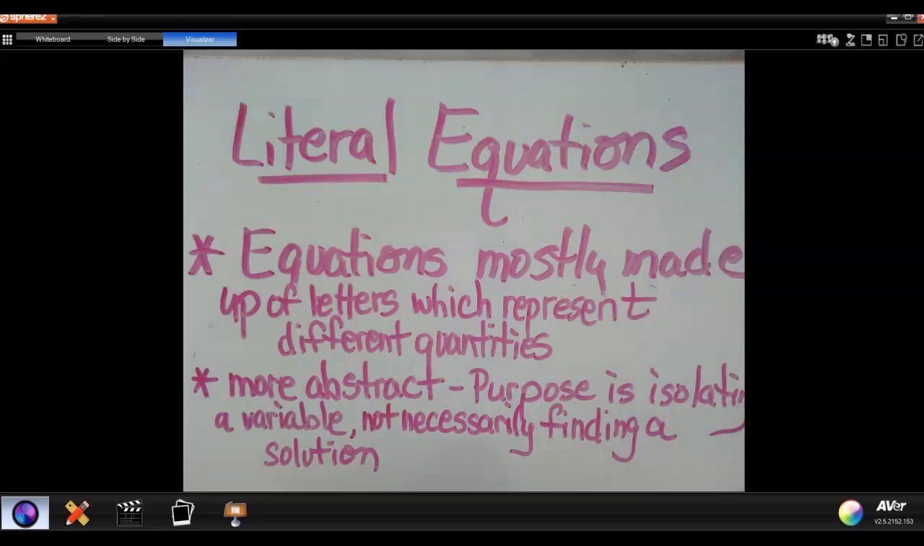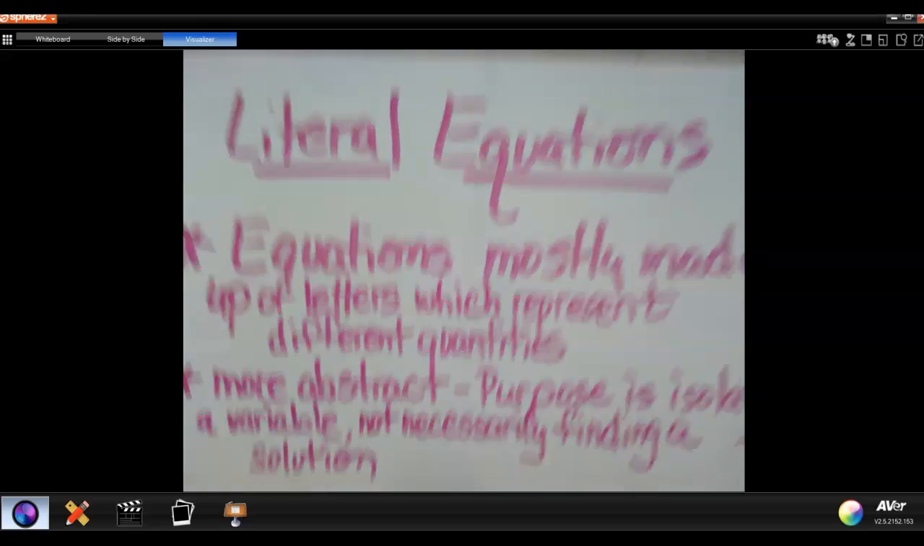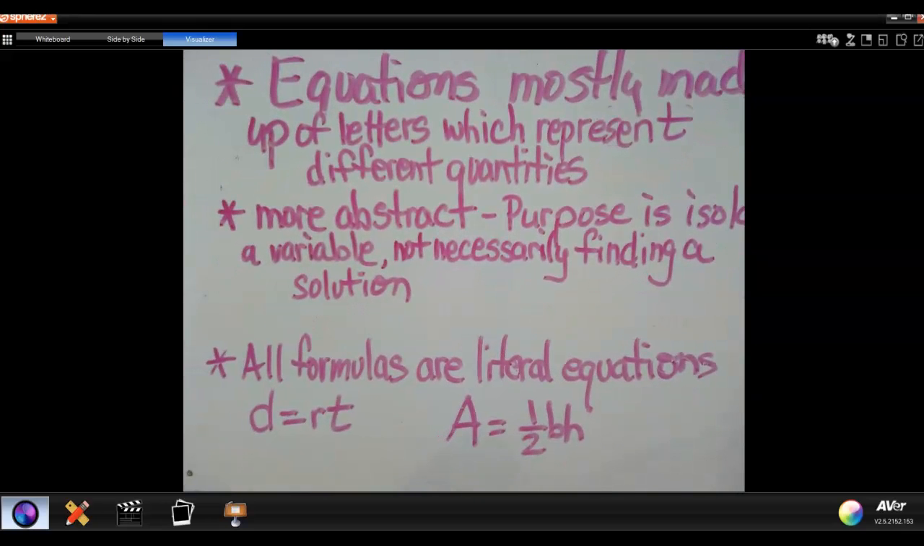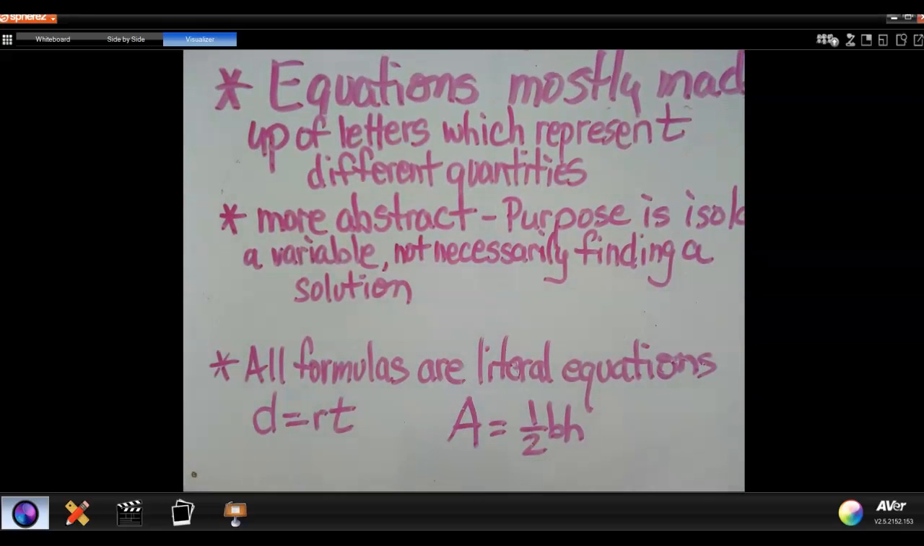And lastly, for right now, it's important to note that all formulas are literal equations, like your distance, rate, and time. That's a literal equation. And the area of a triangle. A equals 1/2 base times height.